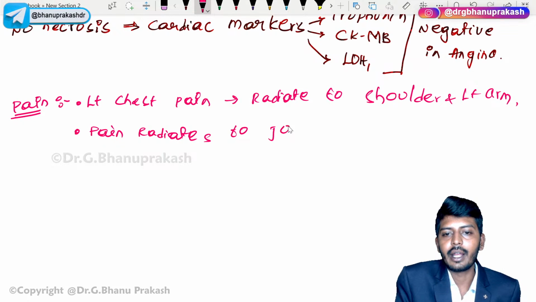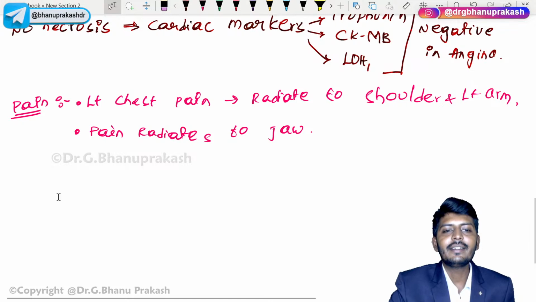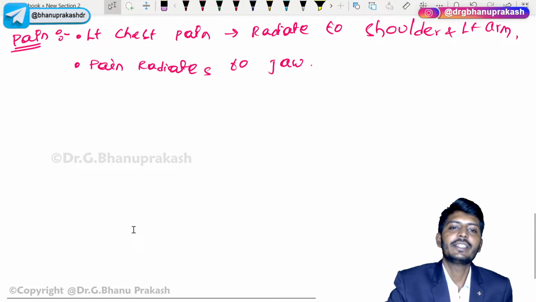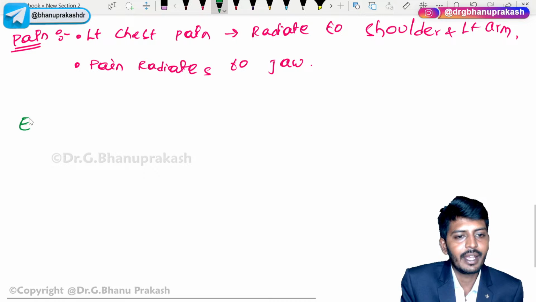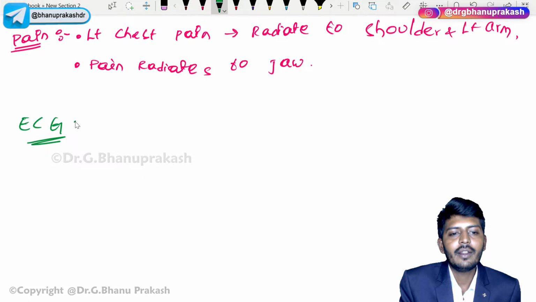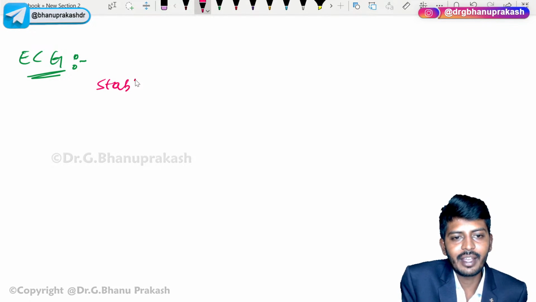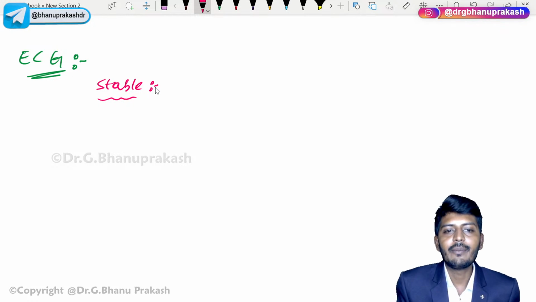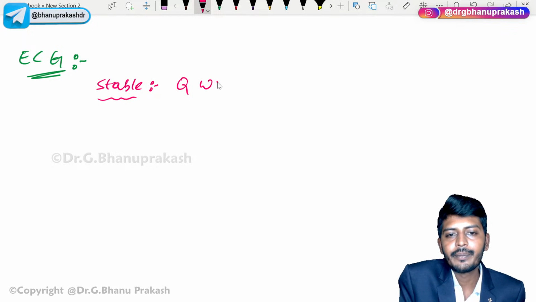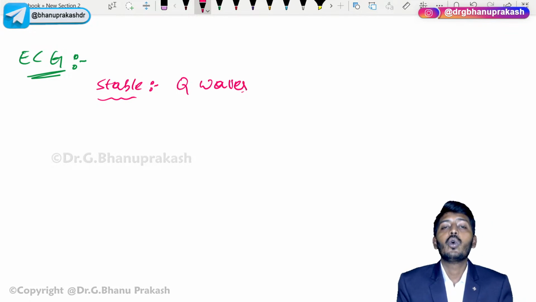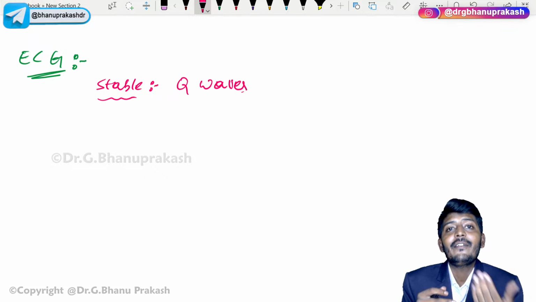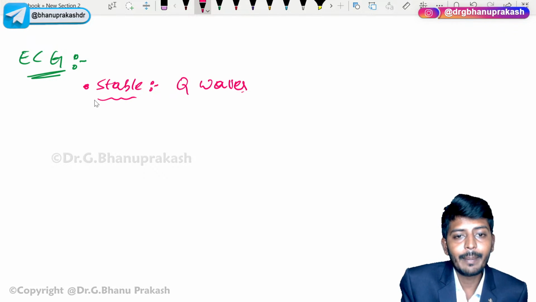Once we understood this, the next important aspect we need to know is ECG changes, my dear students. What are the ECG changes we can find in a patient with angina? Let's start with one of the most important, stable angina. Whenever the patient has stable angina, most of the time we can find significant Q waves, but only the patient will have Q waves. But whenever this patient gets angina, at that time there can be different waves. So stable angina, Q waves.